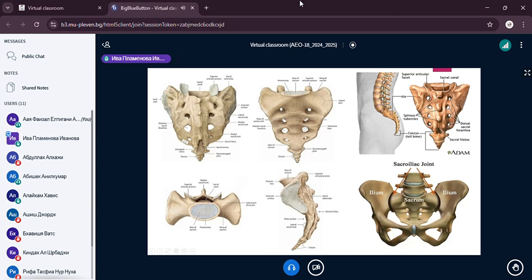On the posterior side, we have five crests. One just in the middle, the median sacral crest. On both sides, we have the medial sacral crests. And laterally, we have the lateral sacral crests. So one in the middle, two medial crests, and two lateral crests.